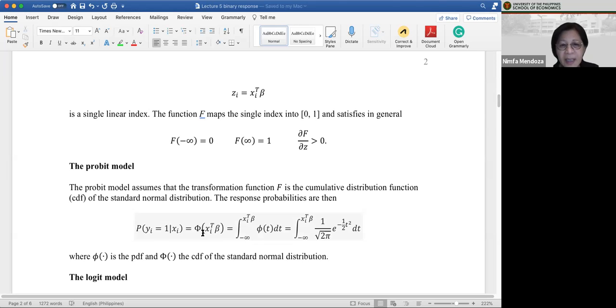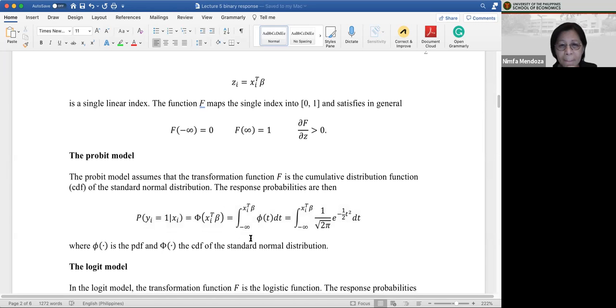uppercase Phi, as the CDF of the standard normal distribution evaluated at x sub i transpose beta. And what is this CDF? The CDF is the integral from minus infinity to x sub i transpose beta of the standard normal density function.